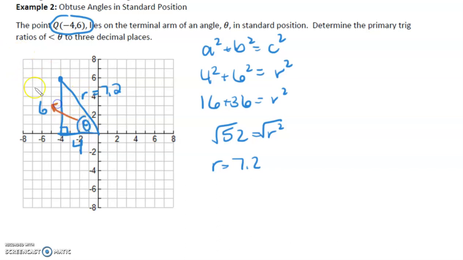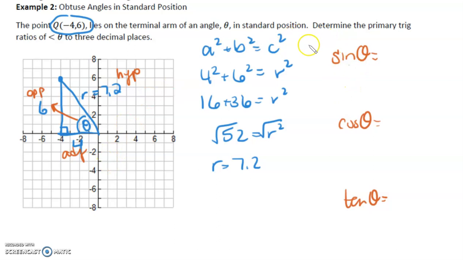Now let's go ahead and label the opposite, the adjacent, and the hypotenuse. So we'll do sine theta, cos theta, tan theta. This question asks us to determine the primary trig ratios of angle theta to 3 decimal places. So for sine, we're dealing with opposite over hypotenuse, 6 over 7.2. We're going to actually have to calculate that in our calculators. I get 0.833.